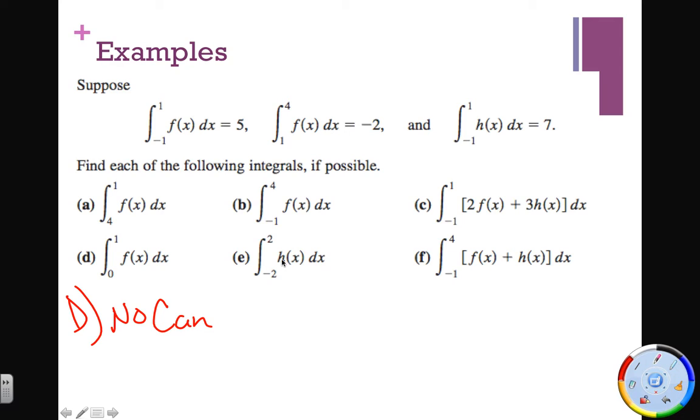Which actually goes the same for -2 to 2 for h of x. h of x goes from -1 to 1 in our definition for the integral. And I can use kind of the same reasoning here. If I have -2, -1, 1, and 2, if I had some sort of function here, and let's just say this was a nice simple parabola, right?